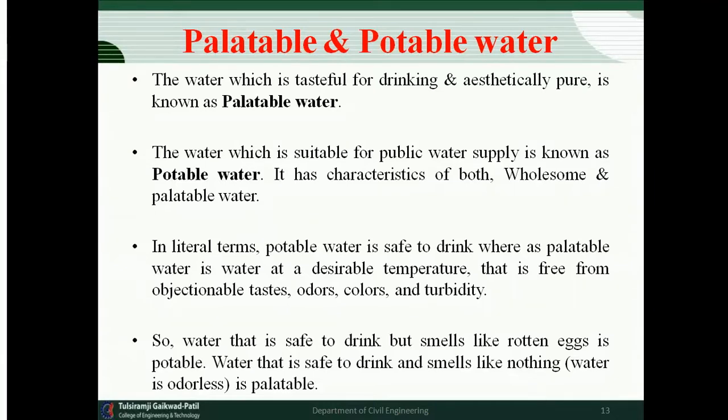So basically, water that is safe to drink but smells like rotten eggs is potable, but water that is safe to drink and smells like nothing, which is odorless, is called palatable. And generally we say that we get potable water in our household supplies. So because of this, these definitions are important. We get potable water at homes.